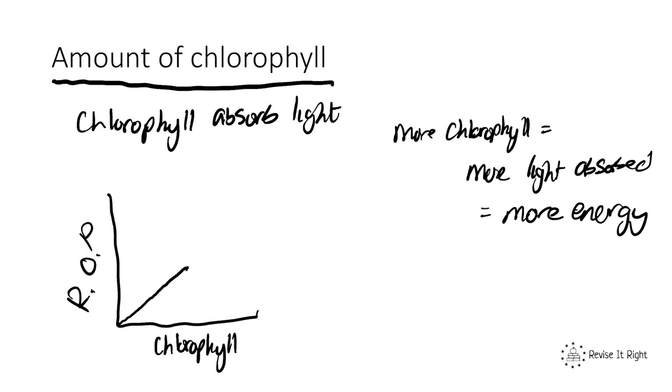Okay. However, just like with our other graphs, there's going to get to a point where this is no longer the limiting factor. So it's going to plateau, it's going to level off, and something else is now limiting. So it could be carbon dioxide, it could be temperature, it could be light intensity. Okay, so that graph looks the same as the light intensity and as the carbon dioxide levels. It's only temperature that has a slightly different graph.